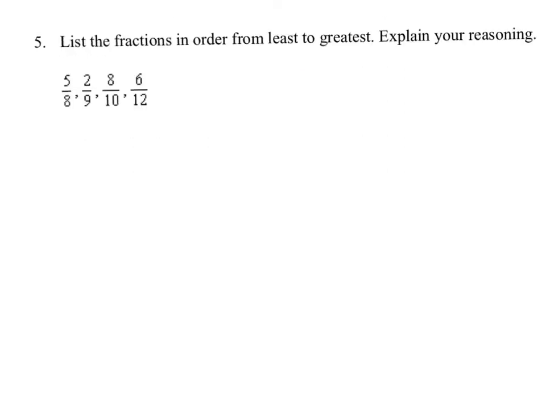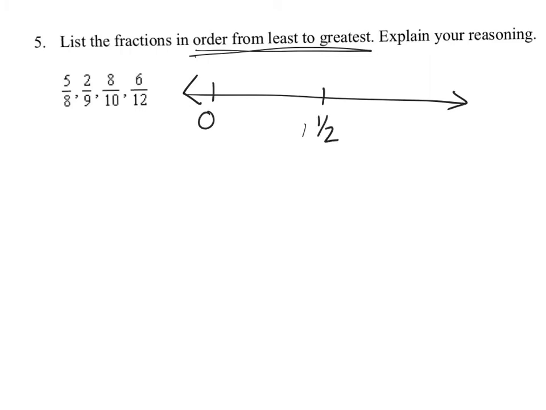Question 5. List the fractions in order from least to greatest. Explain your reasoning, or just show your work. Showing your work is explaining your reasoning. So I recommend setting up your number line using those benchmark fractions. So we have 0, 1/2, and 1 whole. So first off, 5/8. 5/8 is going to be a little greater than 1/2 because I know that 4/8 is 1/2. So 4/8 equals exactly 1/2. But I have 5/8, so I know this is going to be greater, so I'm going to place it there.